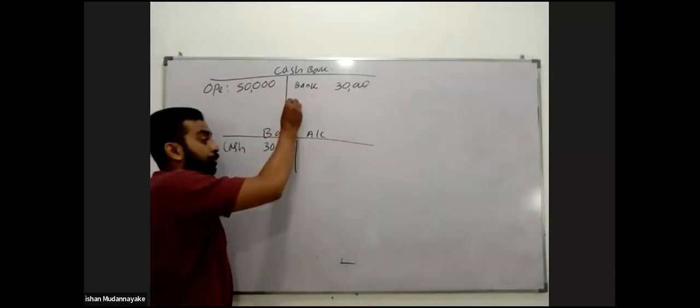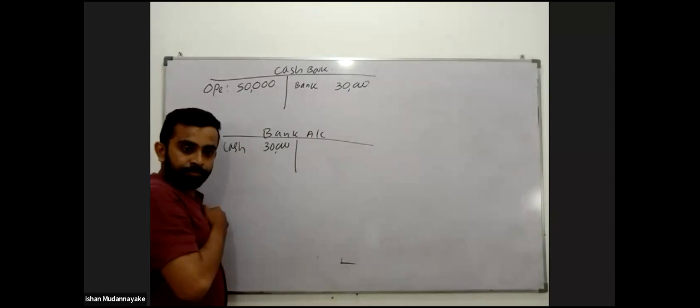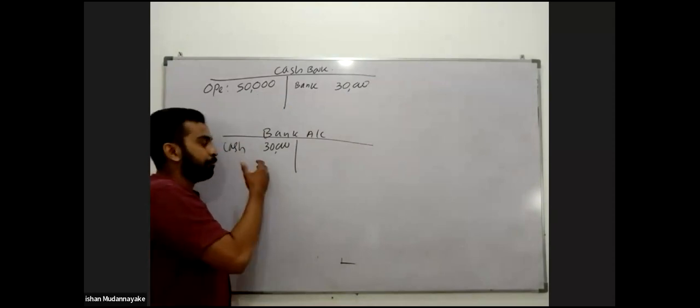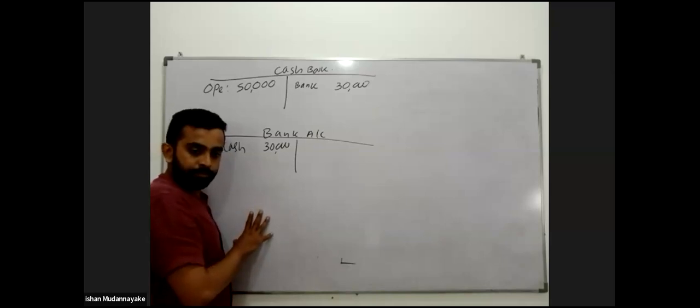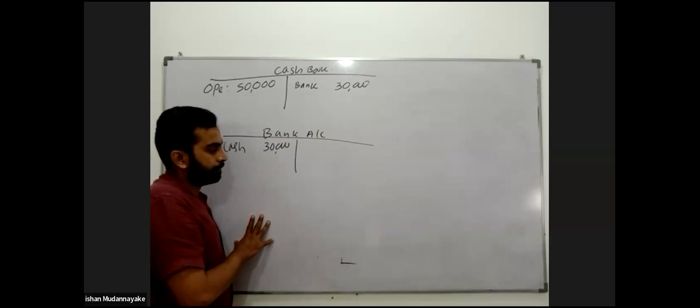Right. The remaining balance of the cash book is an asset for the business. The remaining balance of the bank account, here 30,000, is also an asset for the business.